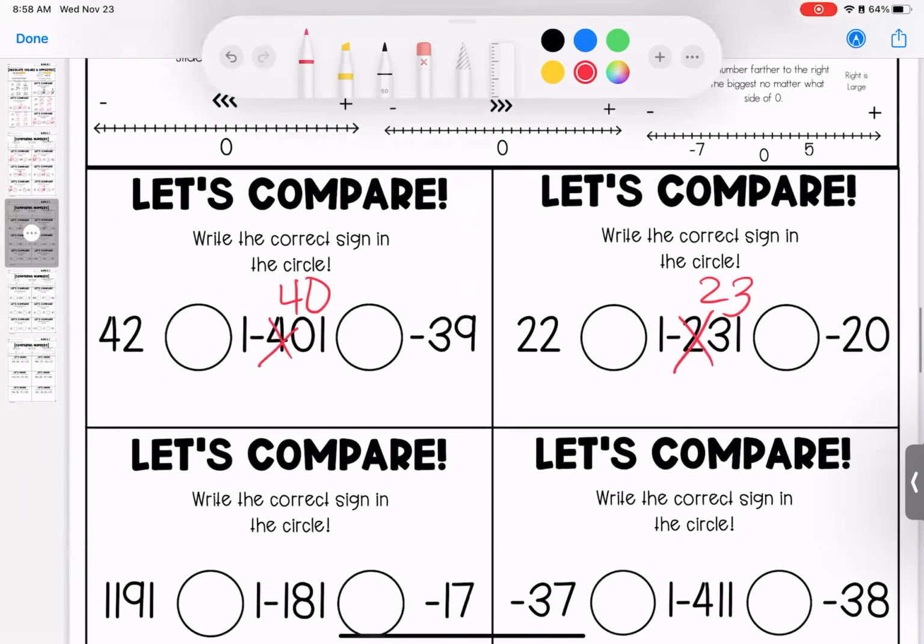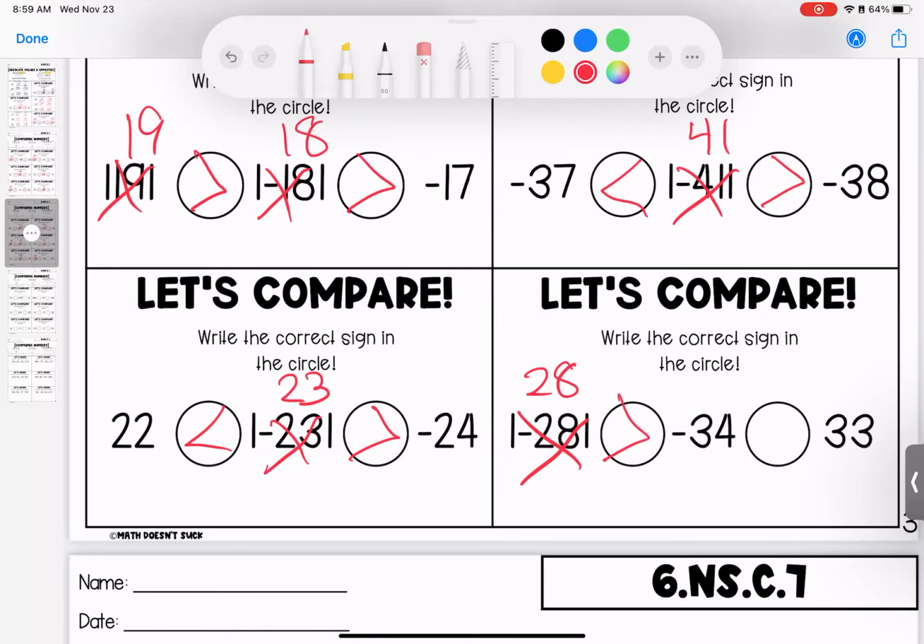Oh, I missed one. 19 is greater than 18. 18 is greater than -17. -37 is less than 41. 41 is greater than -38. 22 is less than 33. 23 is greater than -24. 28 is greater than -34. -34 is less than 33.